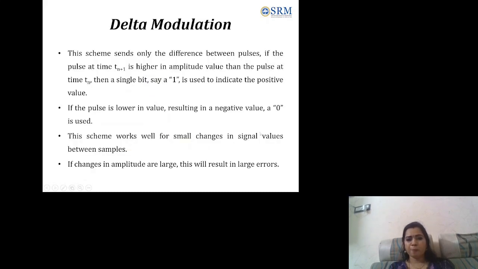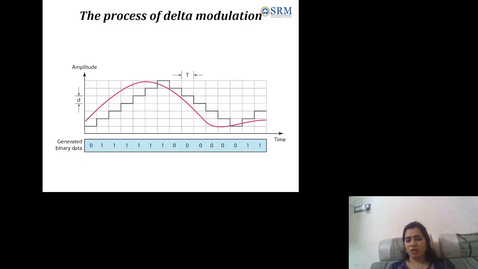Next technique is delta modulation. Delta modulation calculates the difference between the pulses. If the pulse at time n is higher than the pulse at time n minus 1, then it considers that bit as 1. So 1 is used to indicate a positive value, and if the pulse is lower in value, it is indicated as 0. 0 indicates a negative value. This scheme works well for a small change in signal between the samples, but if the amplitude changes are large, this results in a large error.